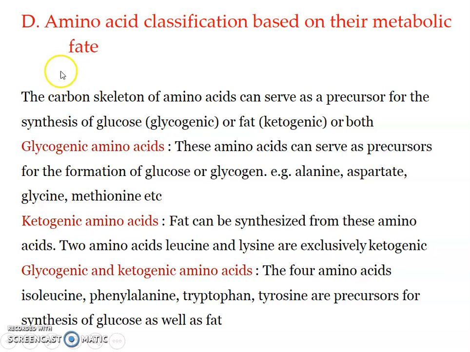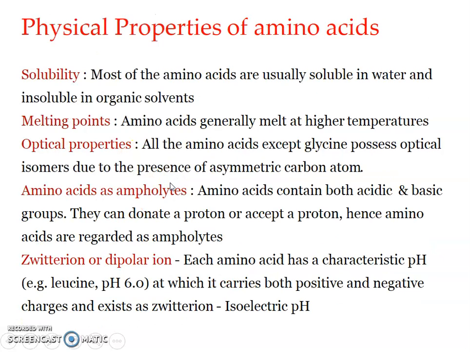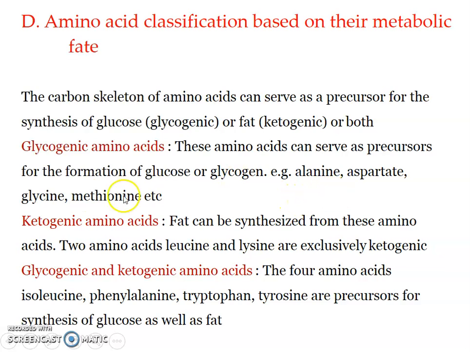Those which can synthesize glucose are known as glycogenic, and those which can be precursors for the synthesis of fat, we call ketogenic. Glycogenic amino acids serve as precursors for the formation of glucose or glycogen, and they are alanine, aspartate, glycine, methionine, etc. Ketogenic amino acids, on the other hand, serve as precursors for the synthesis of fats. There are two amino acids which are exclusively ketogenic. These are leucine and lysine.